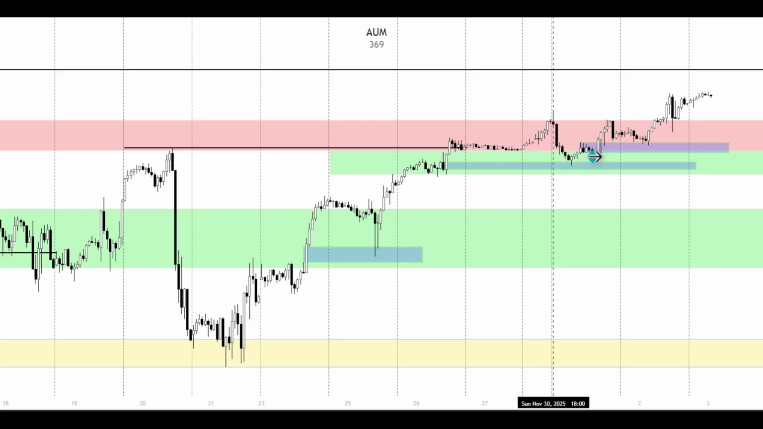Price moves inside this PD array until this PD array is closed below. We will still be bullish. Price reverses from this PD array. Again, it doesn't close below, but you can see the swing high gets created right here. Closed above. So this range also becomes a PD array right here.